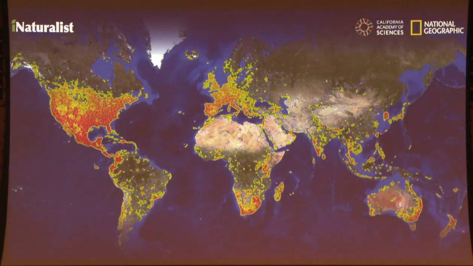And this is from iNaturalist. Here you have the distribution of observations around the world. You see that they are mostly in North America and Europe, with some hotspots in Australia, New Zealand, and Japan.